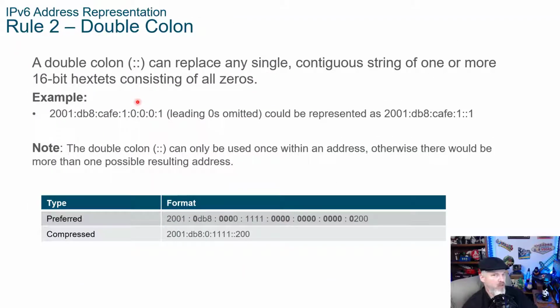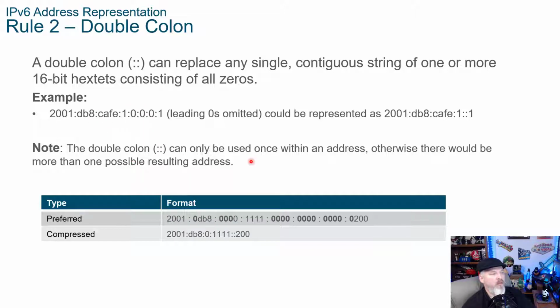A double colon, this is rule 2, a double colon can replace any single contiguous or side-by-side string of one or more 16-bit hextets consisting of all zeros. That's a lot to say. Simply meaning that if zeros are beside each other, we can eliminate them. But they have to be beside each other. We can't eliminate some zeros here and not zeros in another place.